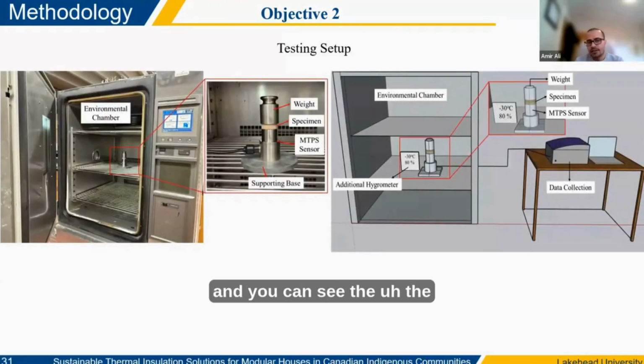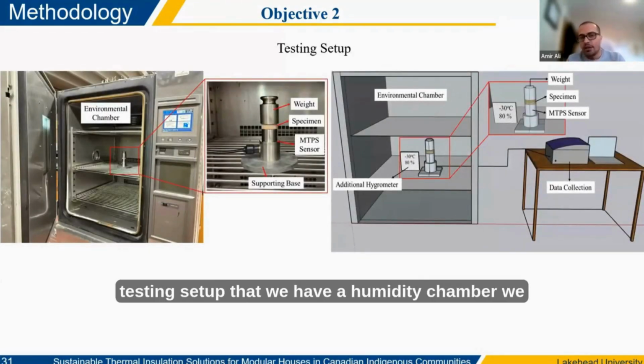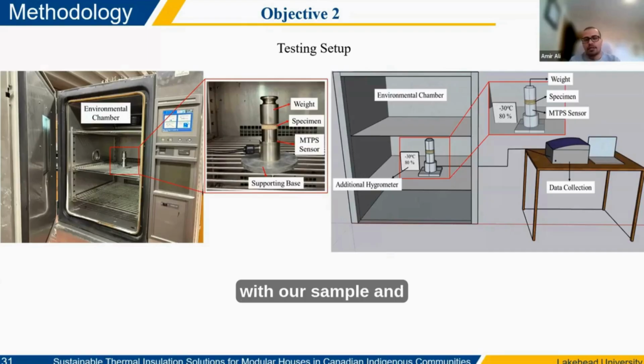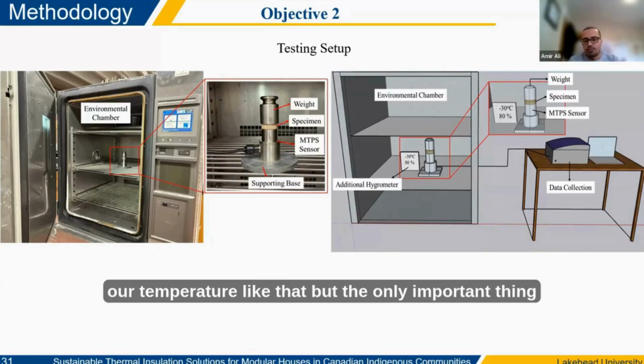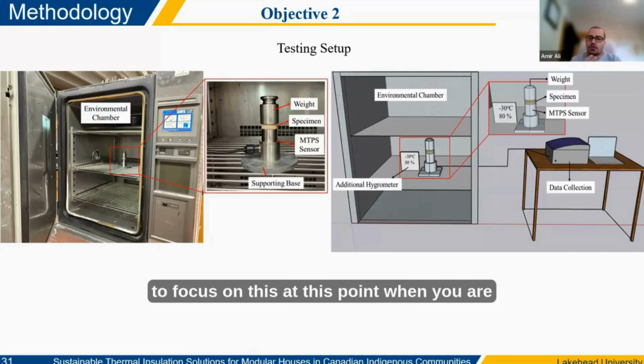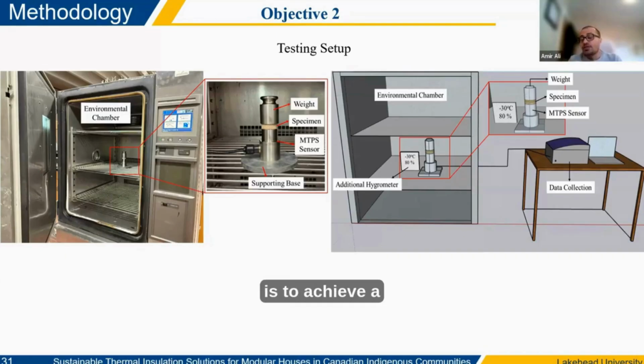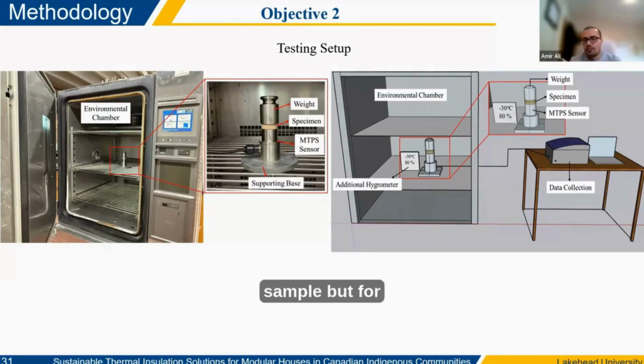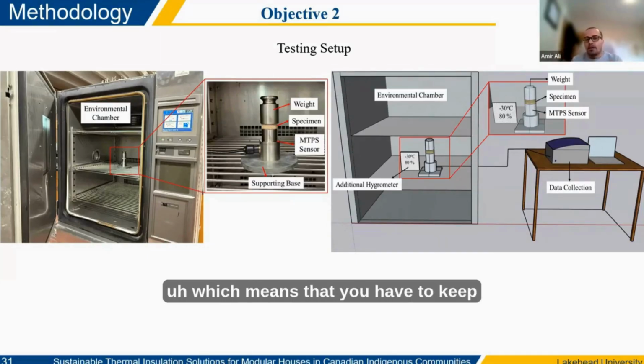And you can see the testing setup, that we have a humidity chamber. We placed the MTPS sensor in there with our sample, and recorded our temperature like that. But the only important thing to focus on at this point, when you are varying the temperature and the humidity, is to achieve thermal equilibrium or isothermal condition, not only for your sample, but for the whole setup.